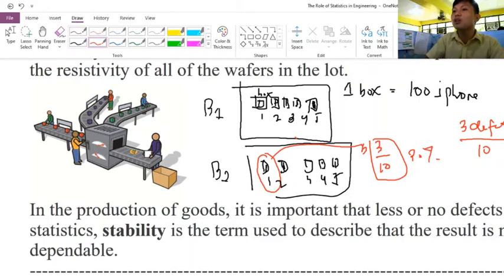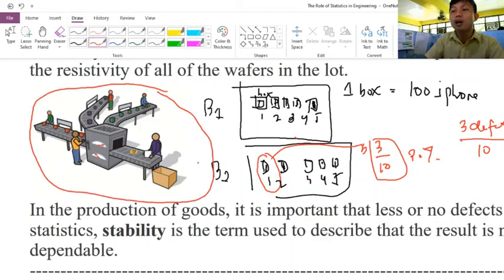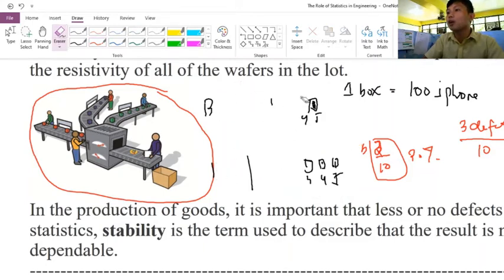Ibig sabihin nun, meron ng problem sa mismong machines or mismong manufacturing processes ng phone. Kasi consistent, or let's say na hindi 3, sabihin natin na 2 out of 10. So, ibig sabihin, 20%. So, malaki pa rin. So, ibig sabihin lang nun, merong problema sa planta. Okay? So, elaborate ko lang lalo.